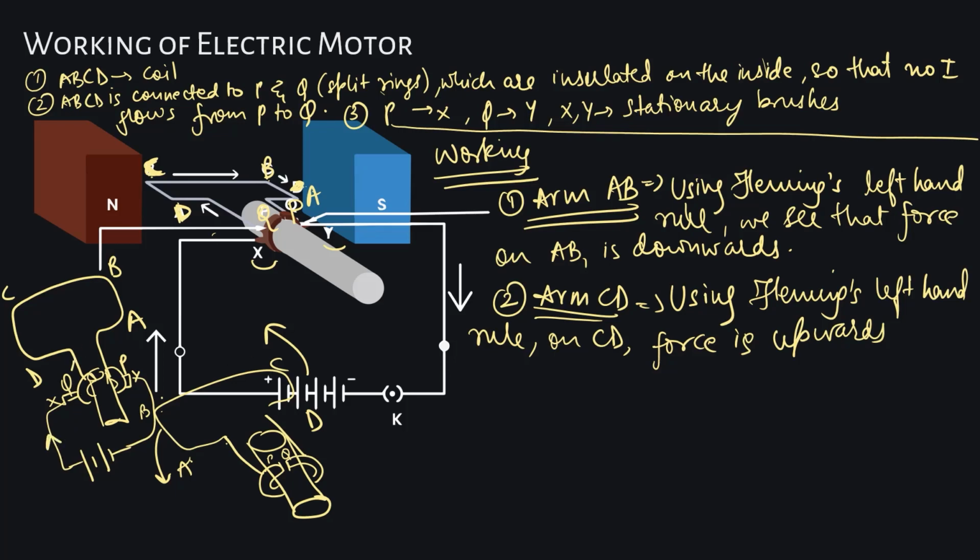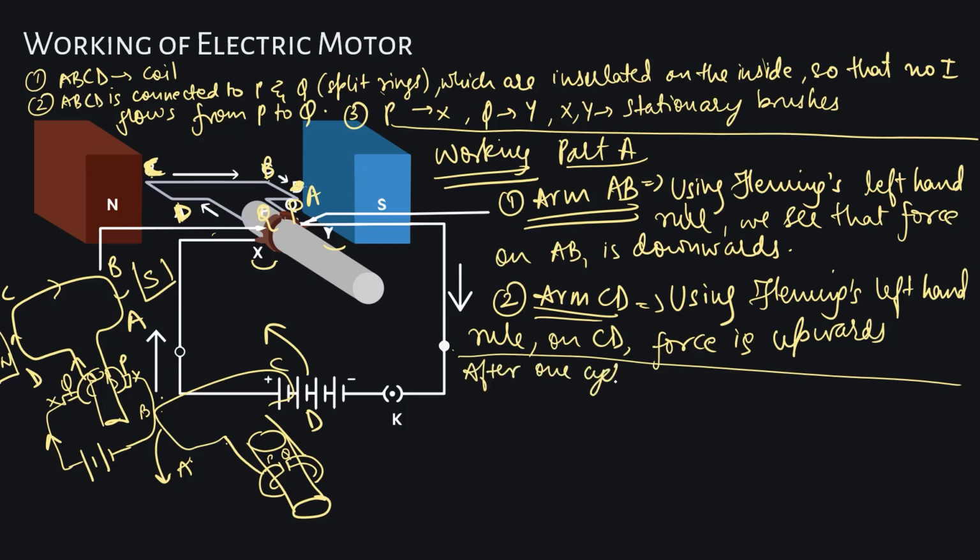The current is flowing like this, like this, like this. The magnet is here. This is the south and this is the north. Like this, the current is flowing. Again, now this was the working part A, right? Now you will write after one cycle. After one cycle, what does that mean? It means after P and Q have been replaced and the coil has turned once. Again, you talk about arm CD first.